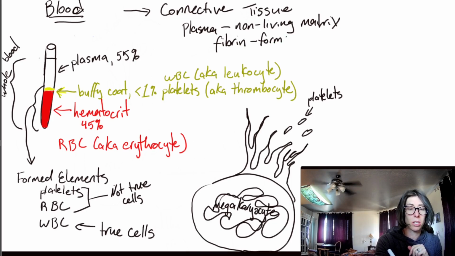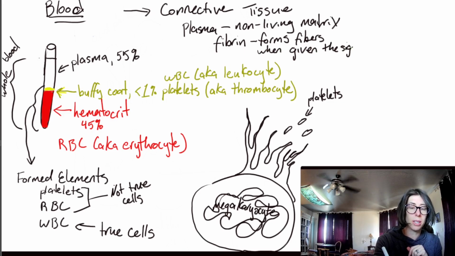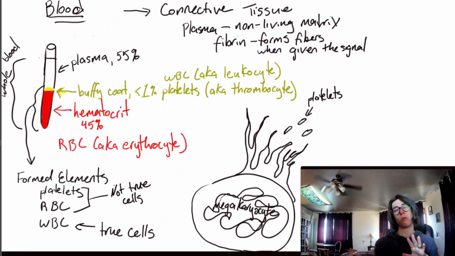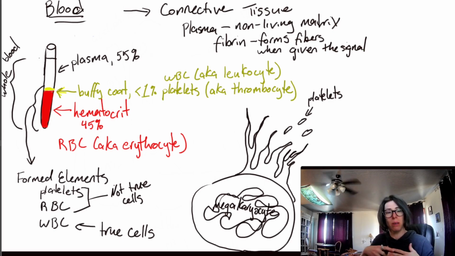forms fibers when given the signal. So usually these proteins are just dissolved in the blood, and so we don't see very easily that there is this fibrous component like in other connective tissues, but it is actually there. It's just dissolved, but when needed, it will form that branching network that's necessary to form blood clots.